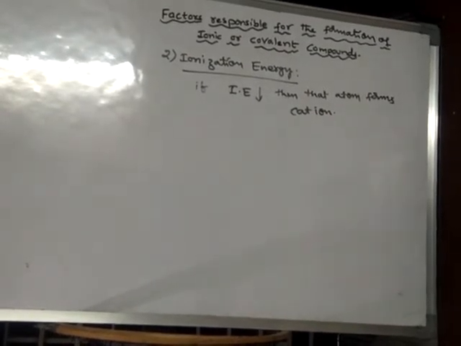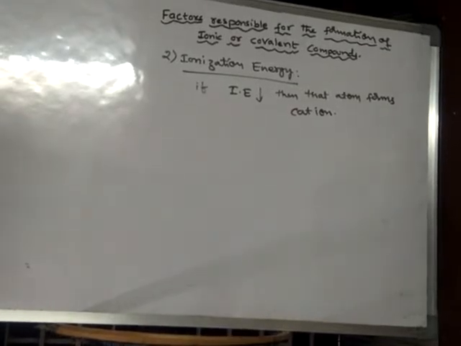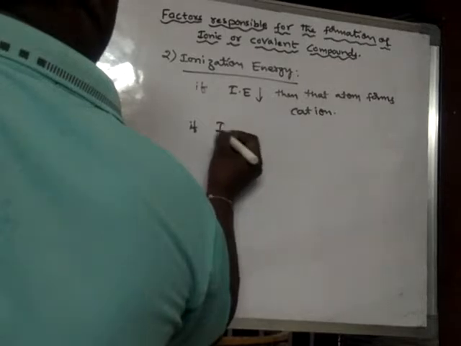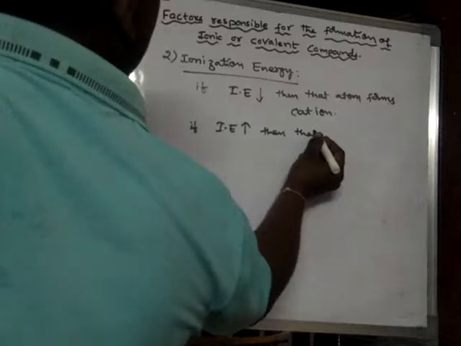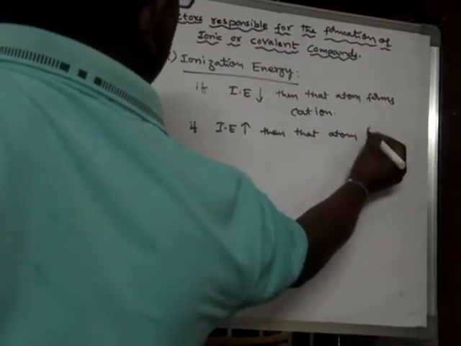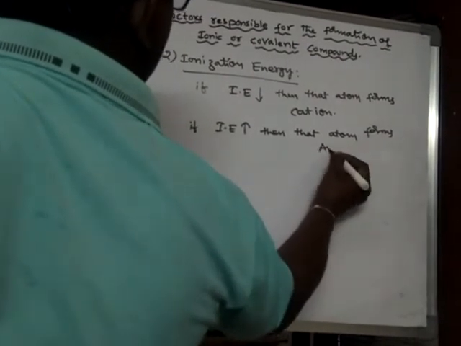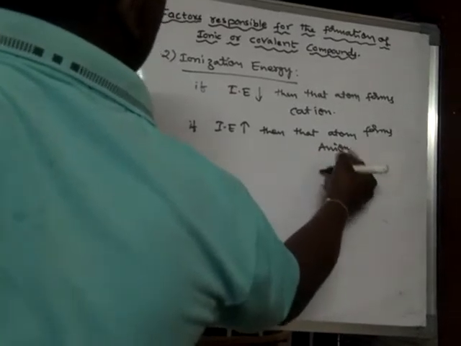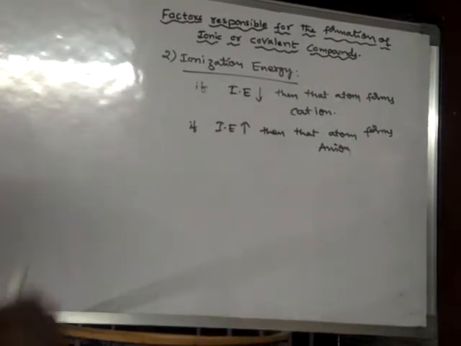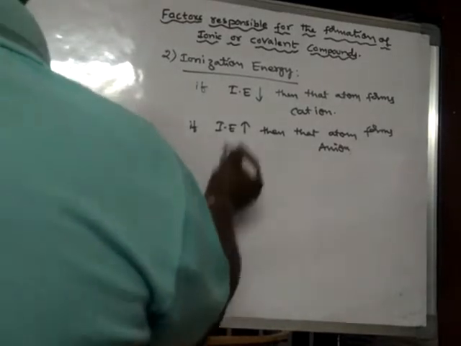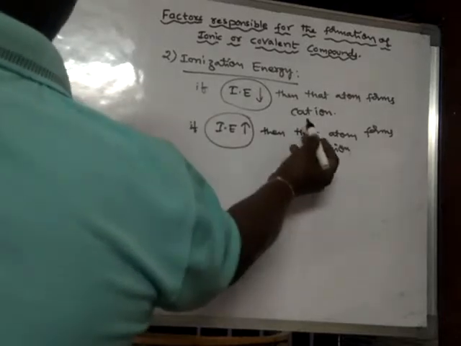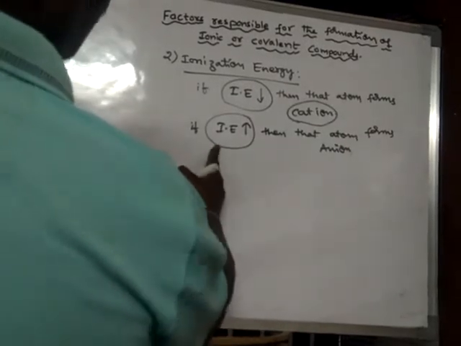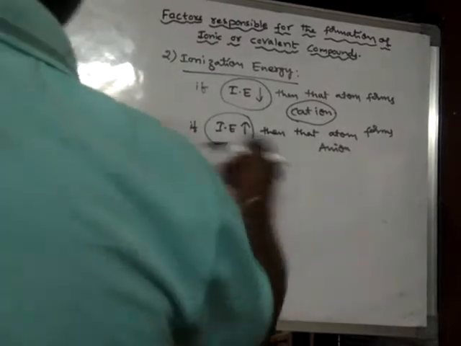If ionization potential is more, then it leads to the formation of anion. Okay. If ionization energy is more, then that atom forms anion. That means one atom should contain less ionization energy for the formation of cation, and another atom should contain more ionization energy for the formation of anion.